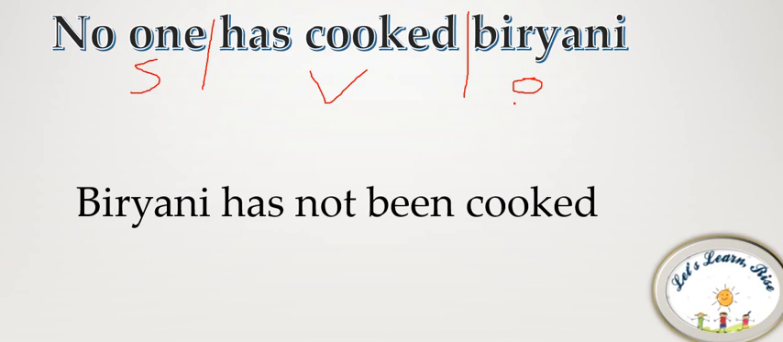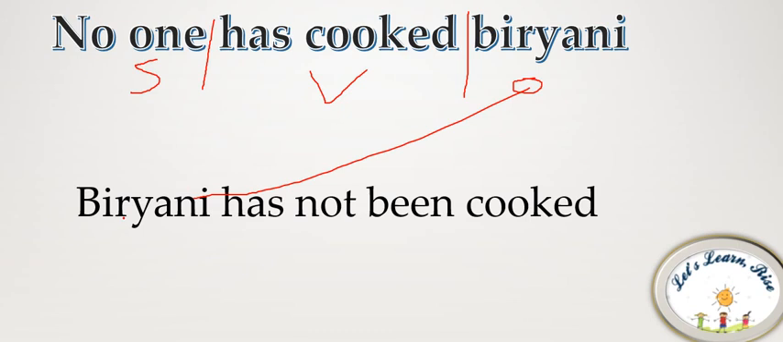We have has, which means present perfect. So in a present perfect, we have two auxiliary verbs, has and have. So what do we write here, have or has? So the second thing we have to look at is if the subject is singular or plural in a passive form. We have biryani, it's a singular form, so we have to write has.